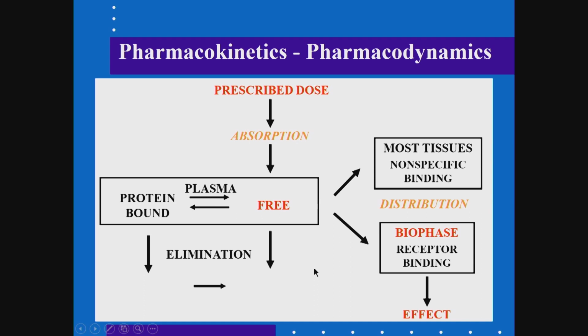Then drug elimination will take place, but of course drug distribution from the plasma compartment will take place. The drug may actually distribute to most tissues, and you may find non-specific binding of drugs to tissues, but where we're really interested is in the distribution of the drug to its site of pharmacological action, what we call the biophase, and of course the study of receptor binding, and ultimately the effect of the drug that we're looking for.